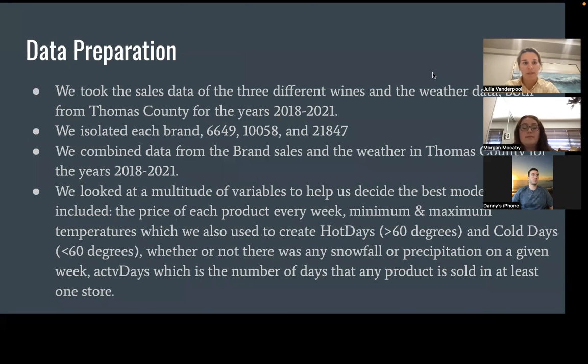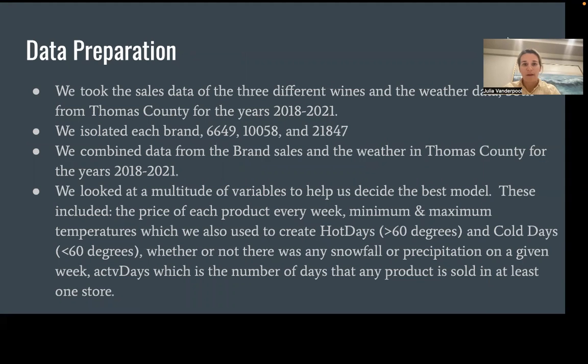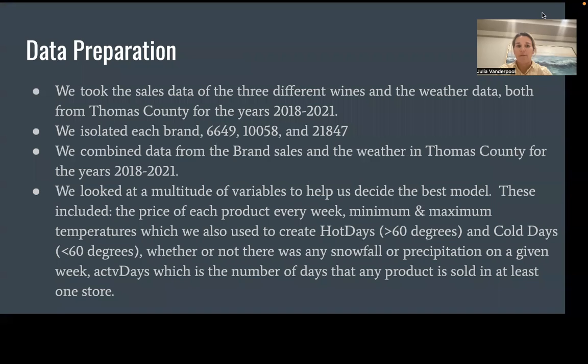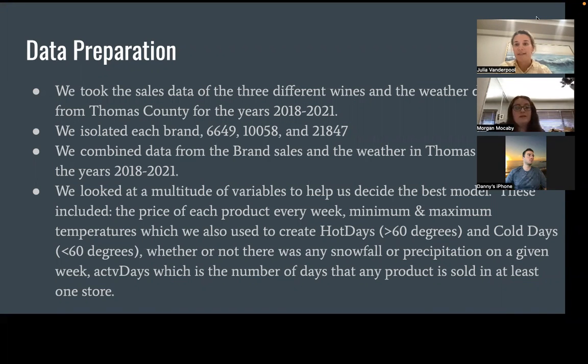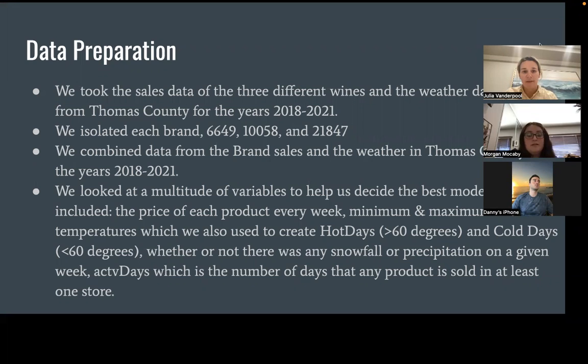So for the data preparation, we took the sales of 3 different wines and the weather data, both from Thomas County for the years 2018 to 2021. We isolated each brand, the 6649, the 10058, and 21847. And we also combined the data from the sales brand and the weather from the years 2018 to 21.